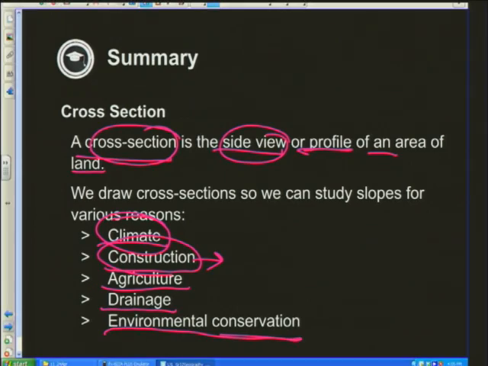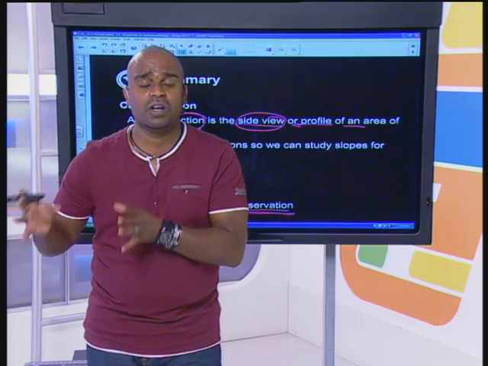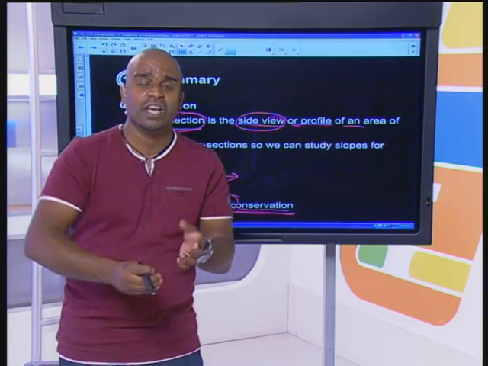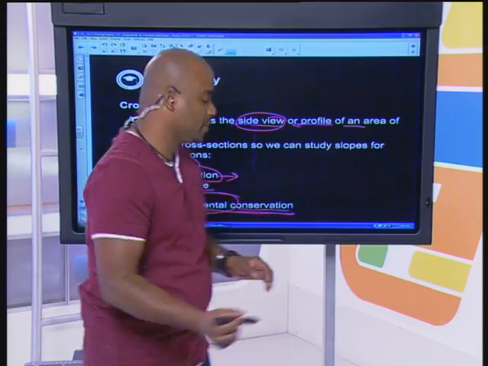Environmental conservation. In any environment, conservation is by far one of the most important aspects on maps. We must be able to see through a cross section how environmental conservation is taking place. These are some of the key aspects in today's lesson that you will be using in order to ensure that your better understanding of cross sections is going to assist you to know exactly what it is that we want to achieve, a cross section or profile view of a landscape.